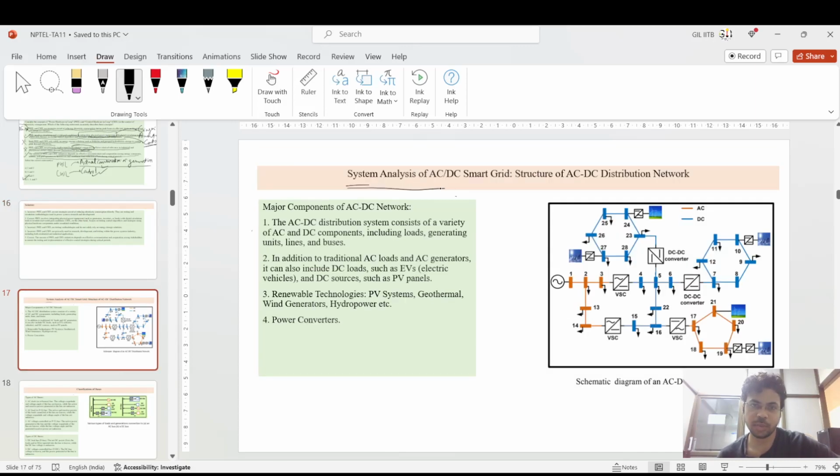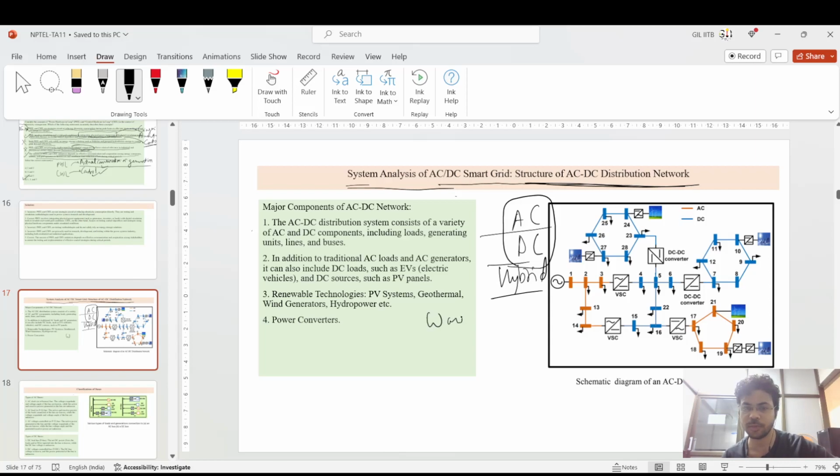Let's come to the other part. The other topic is the system analysis of the AC DC smart grid, that is, the structure of the AC DC microgrid system. Because I have told you that you have an AC generating system, DC generating sources also there, and a hybrid microgrid is also there. So there are multiple components involved in the system, because it's a kind of new system.